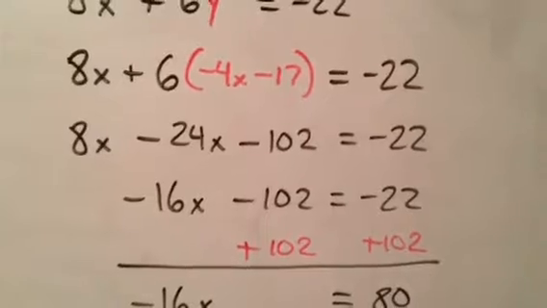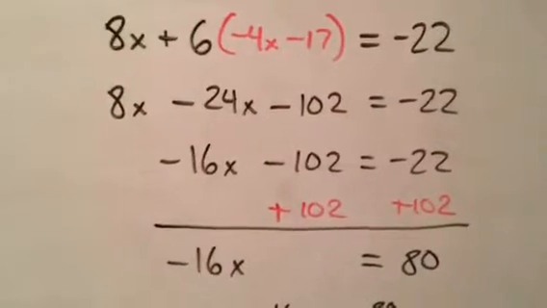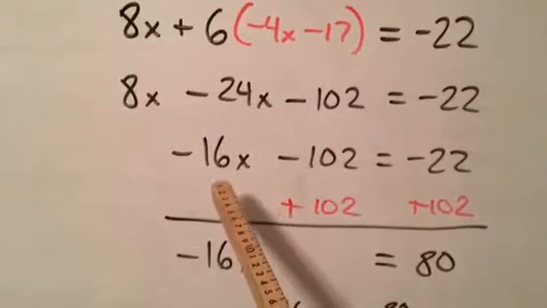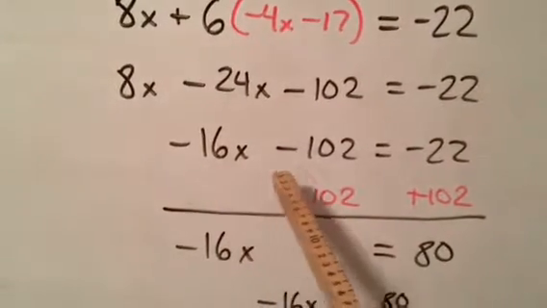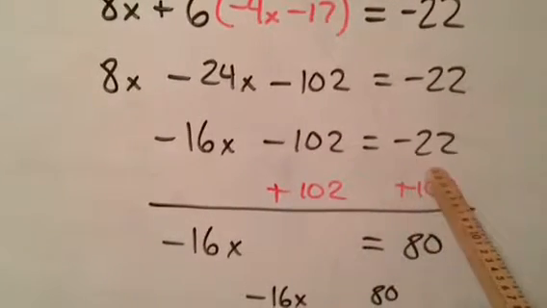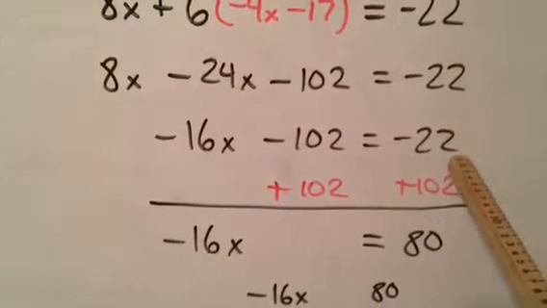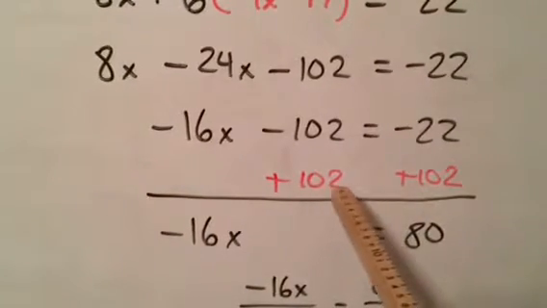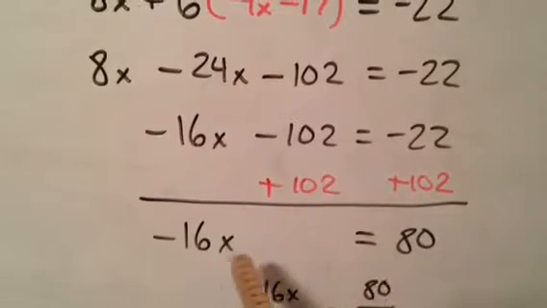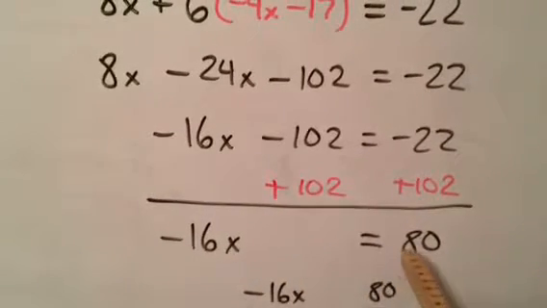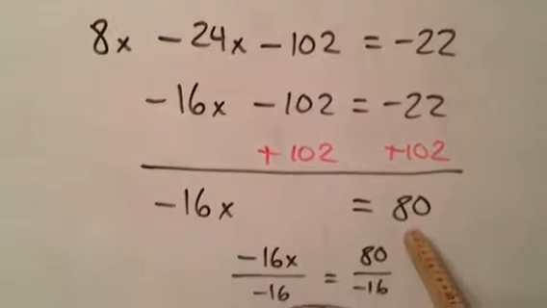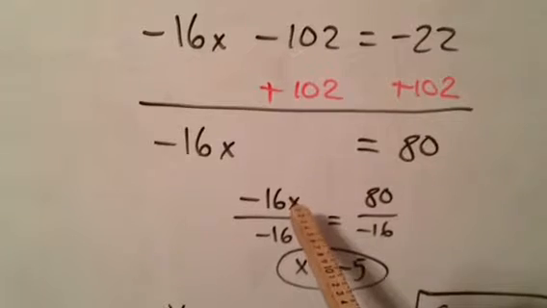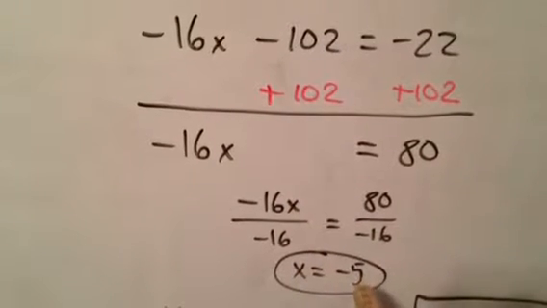Continuing to solve the equation, we combine the x's. 8x take away 24x combine together to make negative 16x minus the 102 is equal to negative 22. We now have a two-step equation that we can solve for x. By adding 102 to both sides, I get negative 16x is equal to 80. And then divide both sides by negative 16 to get the x by itself. X will be negative 5.